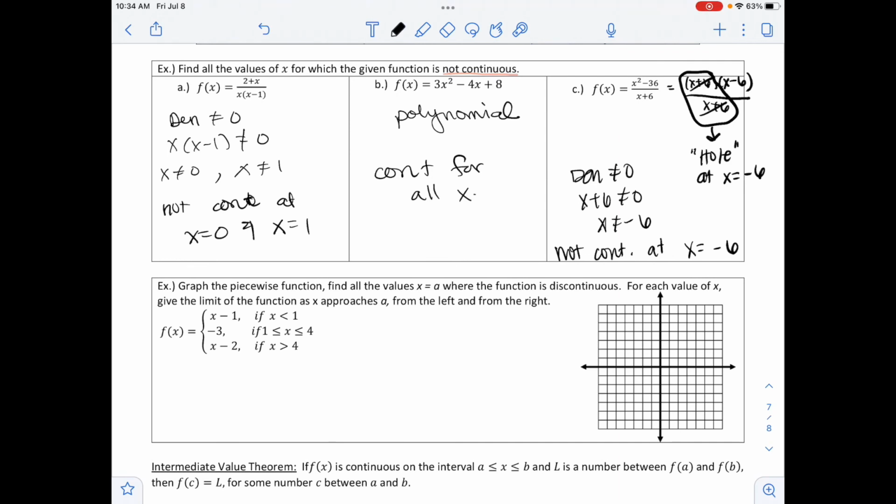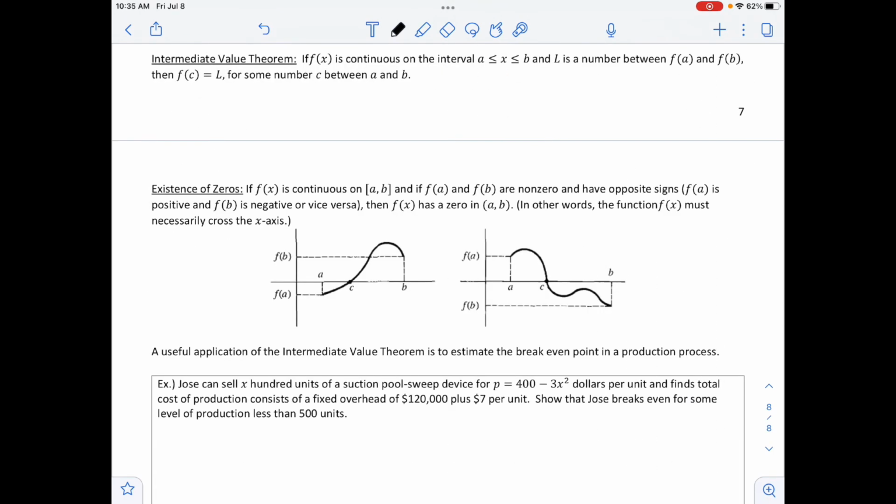So the next example right below this is dealing with piecewise functions. And so I'm going to go ahead and circle this one, and we'll look at that together in class. So the next thing we have is called the intermediate value theorem. And this says that if f of x is continuous on the interval from a to b, and L is a number between f of a and f of b, then f of c is going to equal L for some number c between a and b.